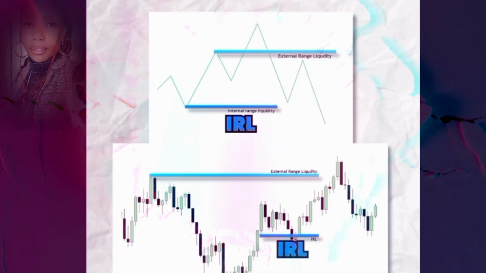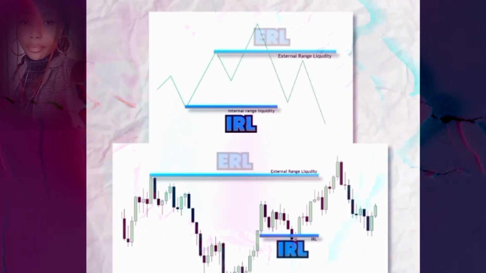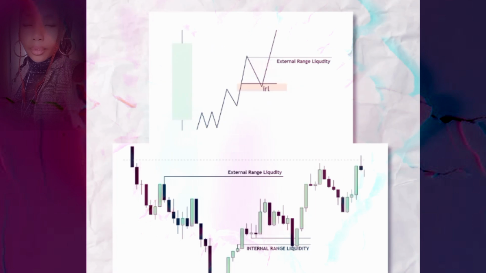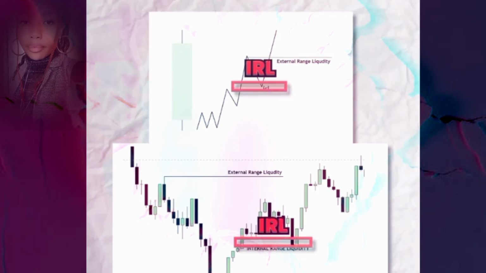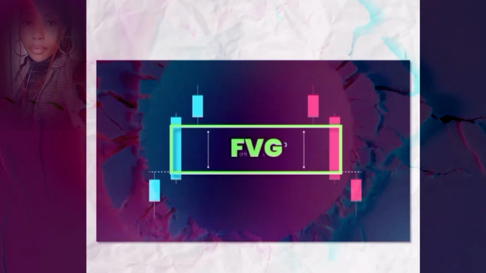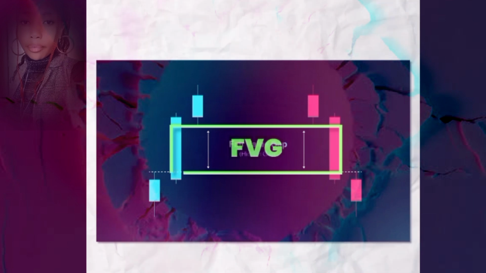There are two main types of liquidity: internal range liquidity, or IRL, and external range liquidity, or ERL. Internal range liquidity is referring to fair value gaps. All you have to do is identify this three-candlestick pattern as seen in the image.